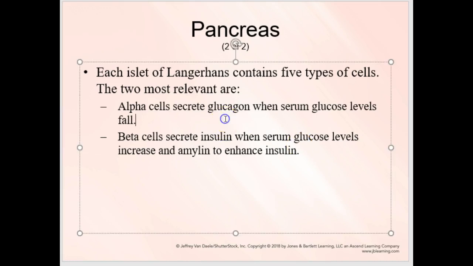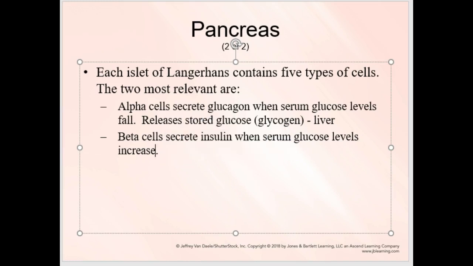Okay, so I'm even going to type that in for you. So the stored glucose is glycogen, and the primary area we store it is liver. Beta cells will secrete insulin when serum glucose levels increase, and amylin to enhance that insulin. I'm really just going to worry about insulin being released when glucose levels increase.